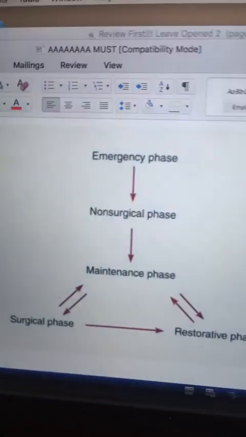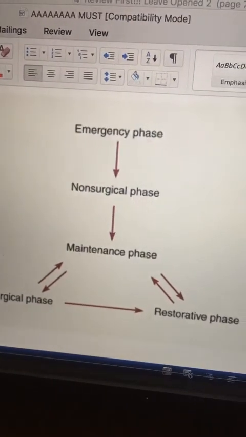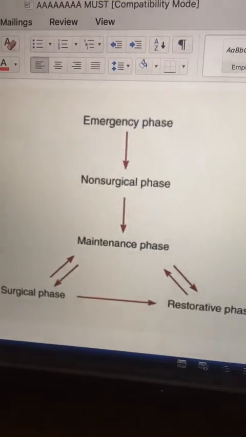In the next question, it only says emergency phase, perio reevaluation, fixed, and maintenance. Memorize this: emergency phase, non-surgical phase, surgical phase, restorative phase, and maintenance.